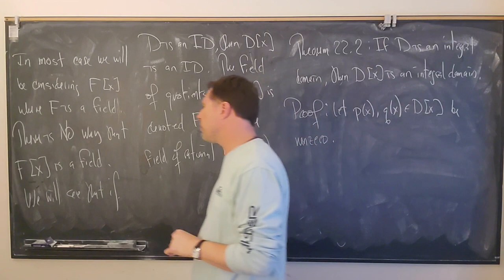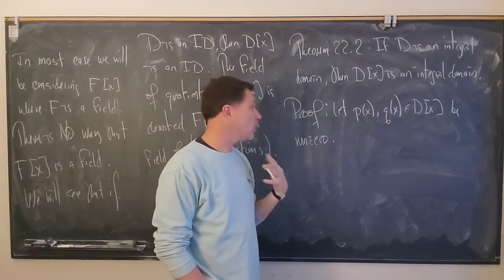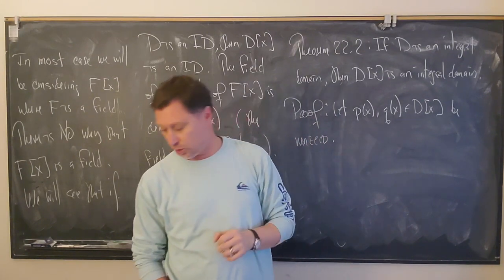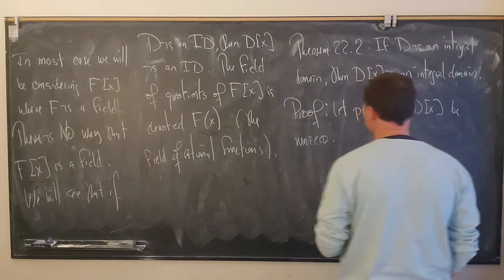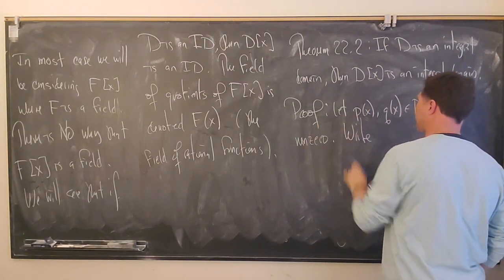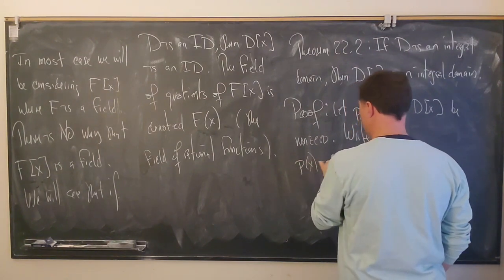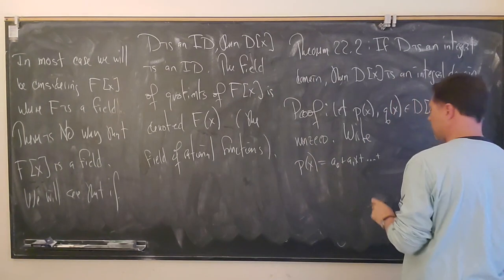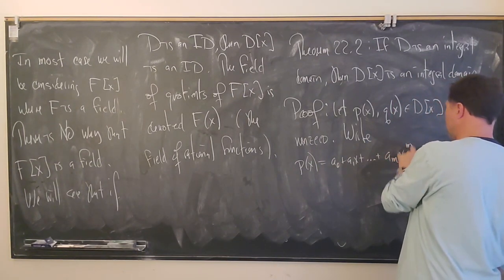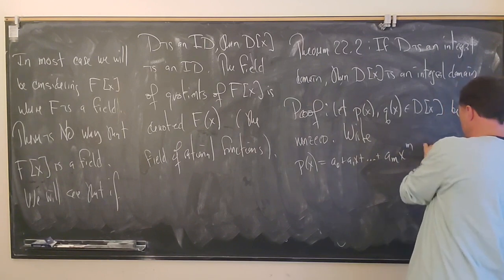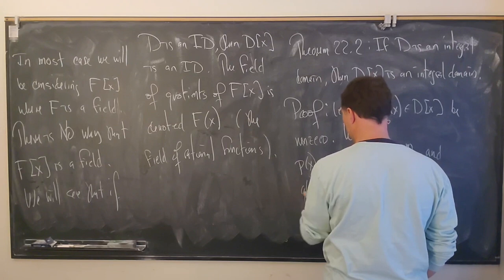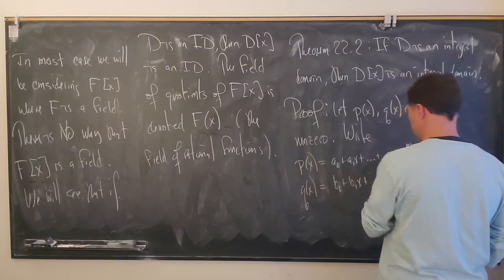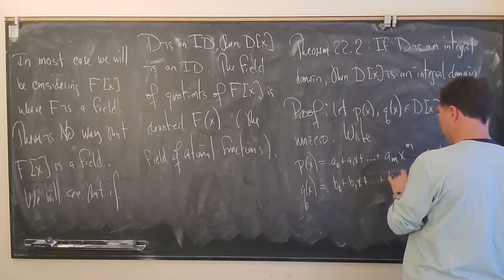All right, so what does that mean? Well, both p(x) and q(x) are polynomials, and so what this means is that there's at least one non-zero coefficient corresponding to each of p and q. So we can write them both out. Let's write p(x) equal to, say, a_0 + a_1 x + ... + a_m x^m. And we've got to write q(x) also out. So q(x) equals b_0 + b_1 x + ... + b_n x^n.